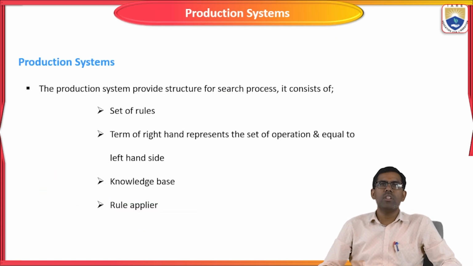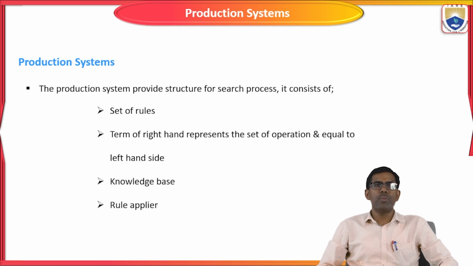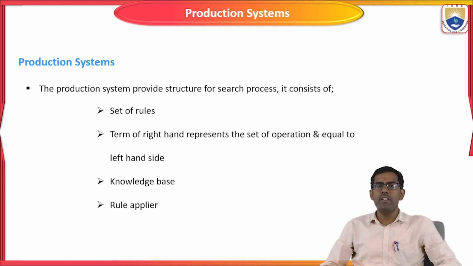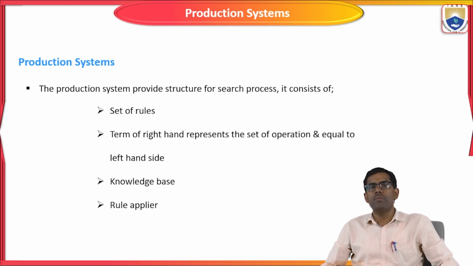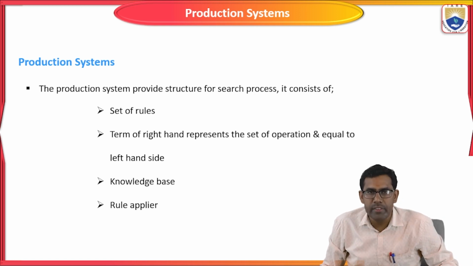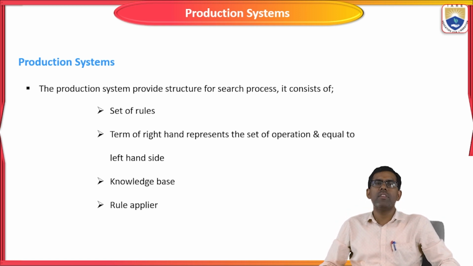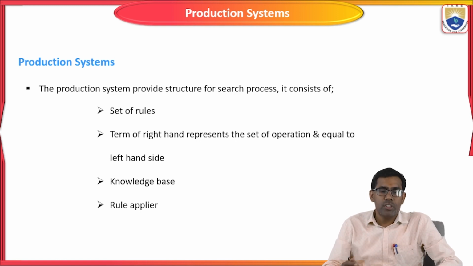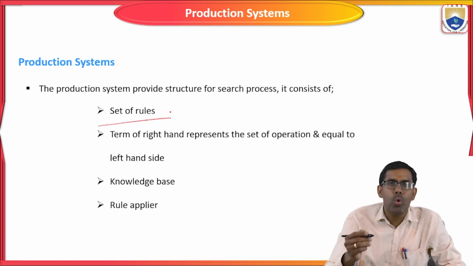So, first we will see what the production system is. The production system provides some structure or specific platform for the AI machine to start a search process. So what is the production system? It gives various definitions. The first one is a set of rules.